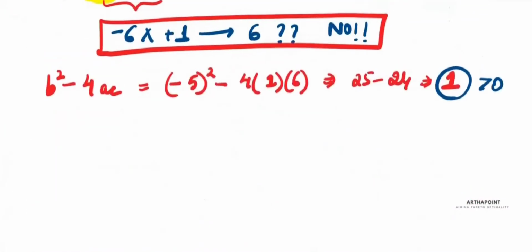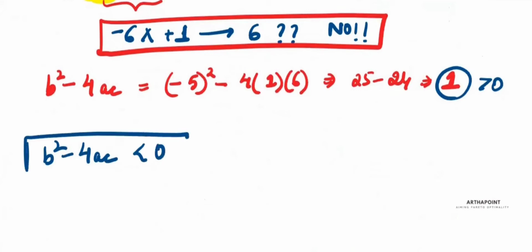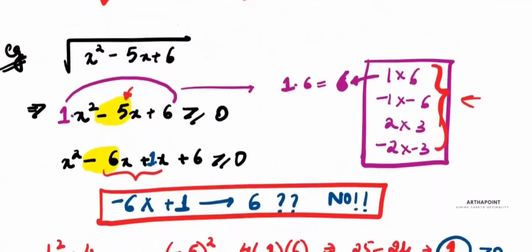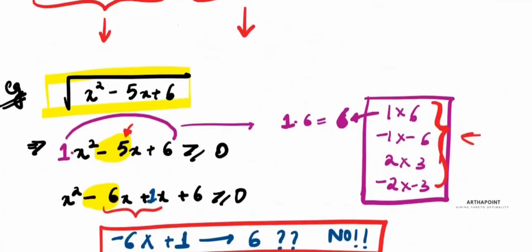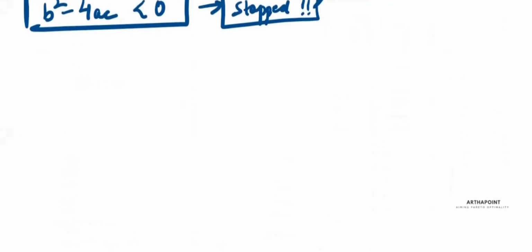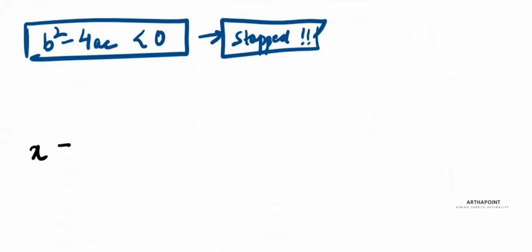Had this been negative, had b square minus 4ac been less than 0, then I would have stopped. I would have said it is not defined for any value of x, because no solution of x would have gone ahead and solved this equation. So now I have made sure that at least there is some solution of x because b square minus 4ac is coming greater than 0. Now what I can go ahead and do is find the value of x using this method.